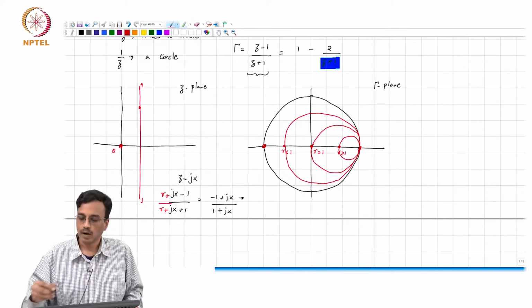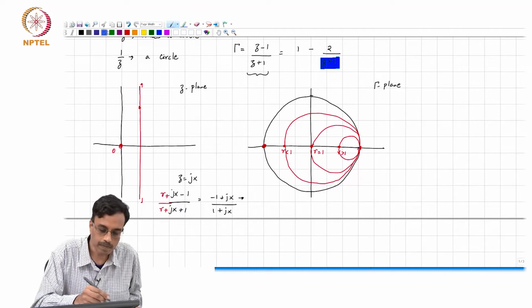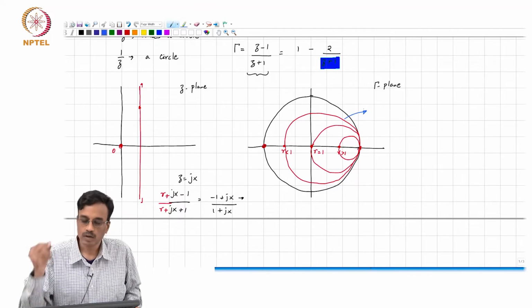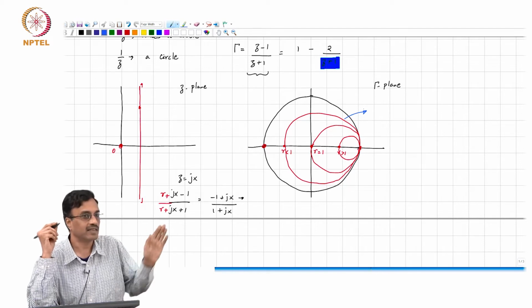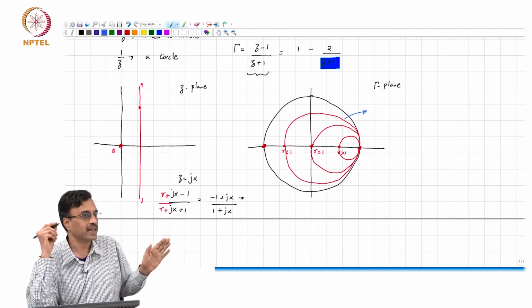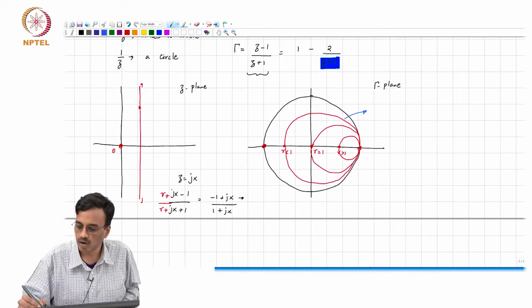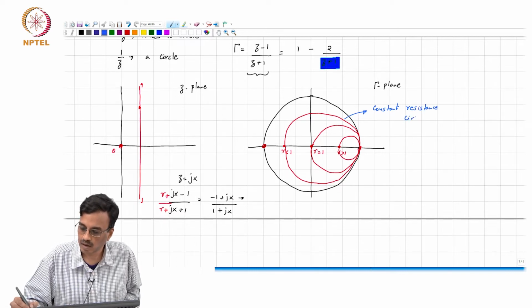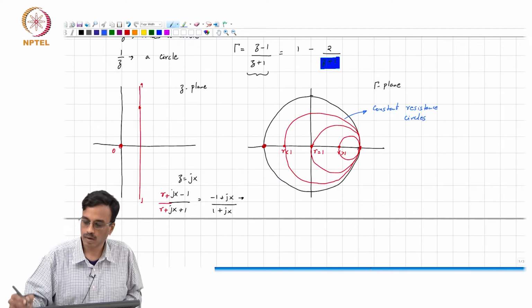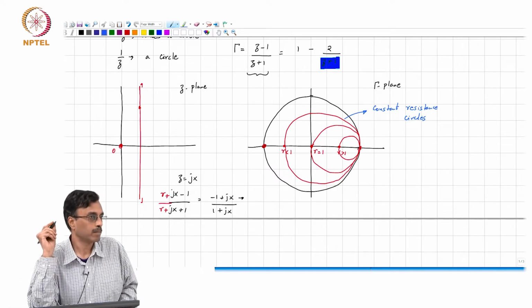Okay, and all these are loci where the resistance is constant. It is only the reactance that varies. So, these are what are called constant resistance circles. All right.